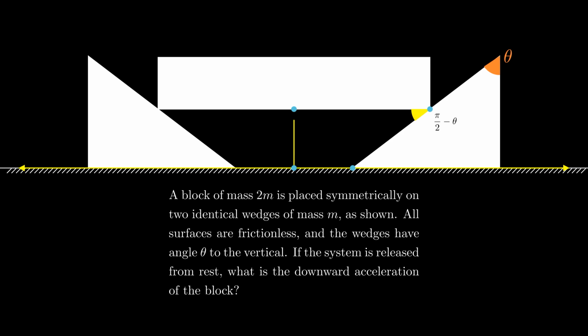Let's place the origin of the x-y coordinate system at the center, and define the displacements of the right wedge and the block as x and y. The yellow angle complements the angle theta.